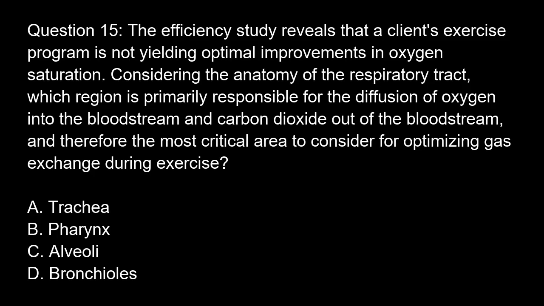The efficiency study reveals that a client's exercise program is not yielding optimal improvements in oxygen saturation. Considering the anatomy of the respiratory tract, which region is primarily responsible for the diffusion of oxygen into the bloodstream and carbon dioxide out of the bloodstream, and therefore the most critical area to consider for optimizing gas exchange during exercise? Option A, trachea. Option B, pharynx. Option C, alveoli. Option D, bronchioles.